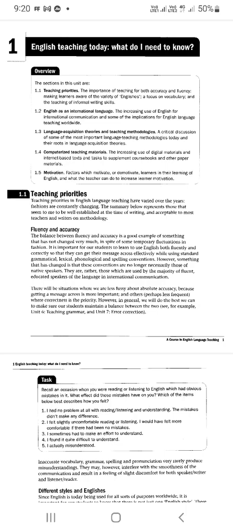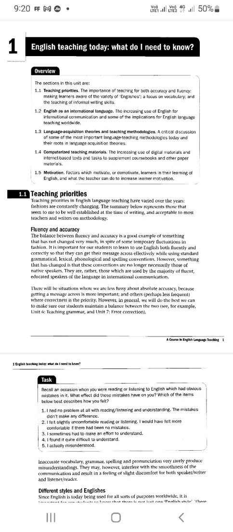Fluency and accuracy. The balance between fluency and accuracy is a good example of something that has not changed very much. In spite of some temporary fluctuations in fashion, it is important for our students to learn to use English both fluently and correctly, so that they can get their message across effectively while using standard grammatical, lexical, phonological, and spelling conventions.